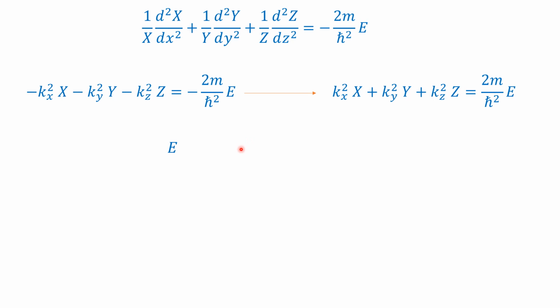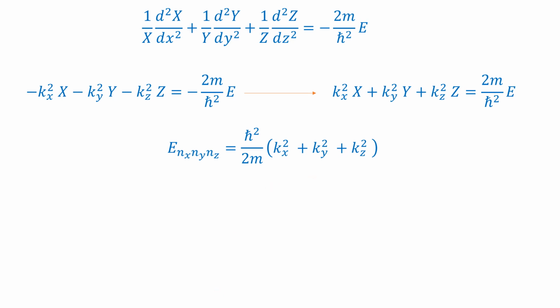Then we will get the energy, which I am writing in terms of nx, ny, nz, as E sub nx, ny, nz. Here nx, ny, nz are the nodes along the x, y, z directions, which is equal to h cross squared over 2m times kx squared plus ky squared plus kz squared.